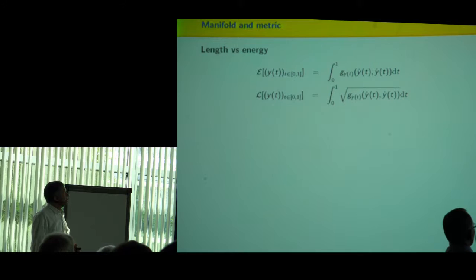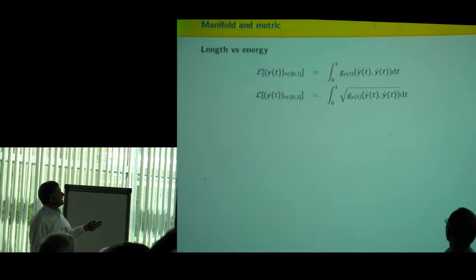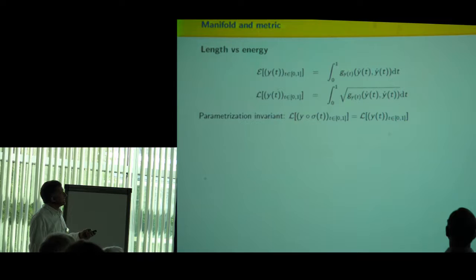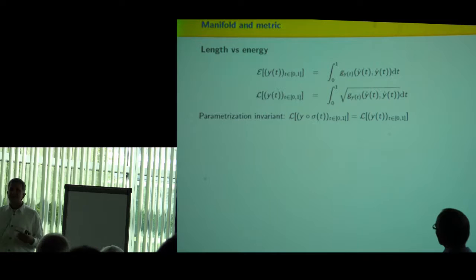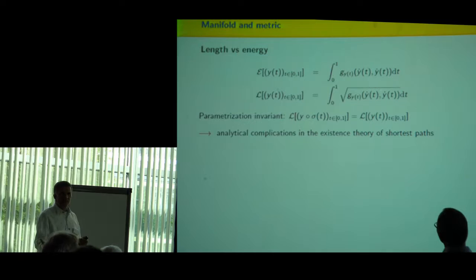But there is not only remaining distance. As we will see, it's much more practical to work with the path energy. So the length is this object, and the path energy is just without the square root. The difficulty with the length, which at first appears to be a nice property, is that it is reparameterization invariant. But this is a serious problem if we want to do theory, if we want to prove existence or deal with this mathematically. It's much more practical to use the path energy.